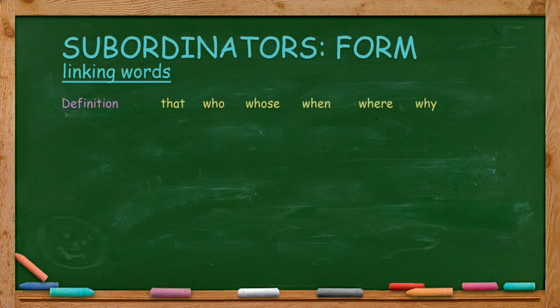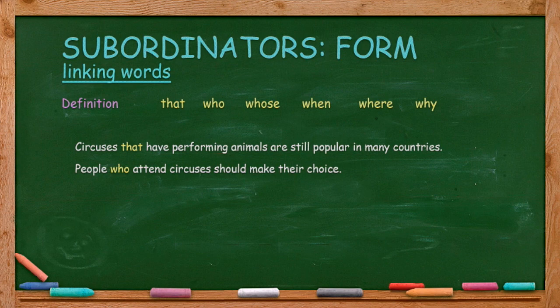Subordinators for definition. That, who, whose, when, where, why. Here are two examples. Circuses that have performing animals are still popular in many countries. People who attend circuses should make their choice. The clause that have performing animals is defining which type of circus. And who attend circuses is also defining which people.